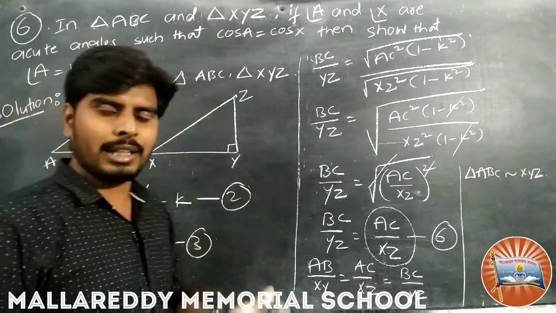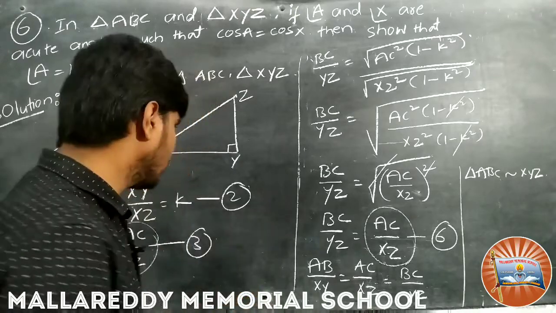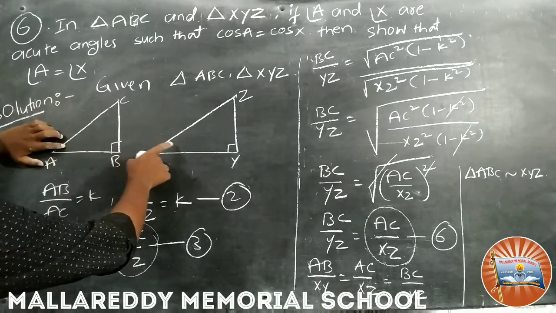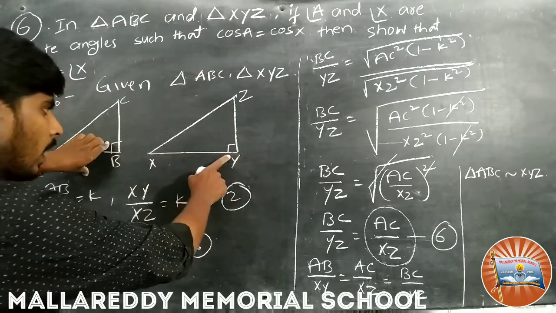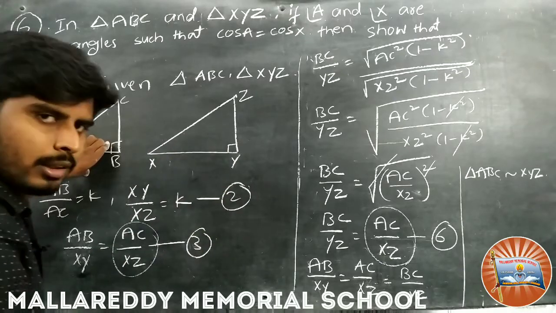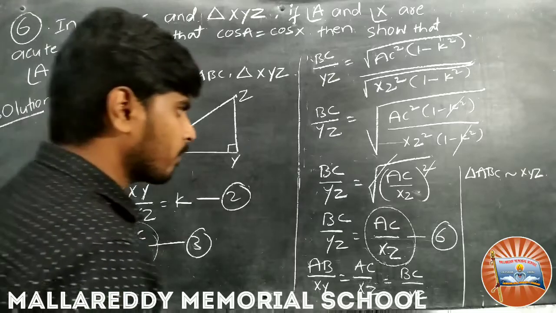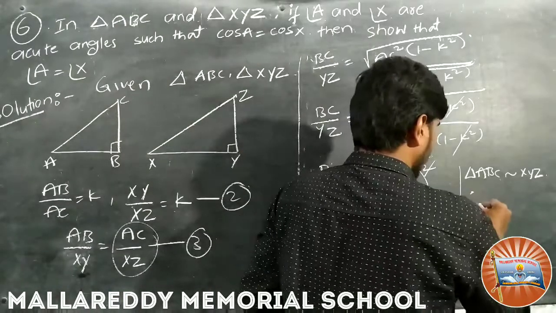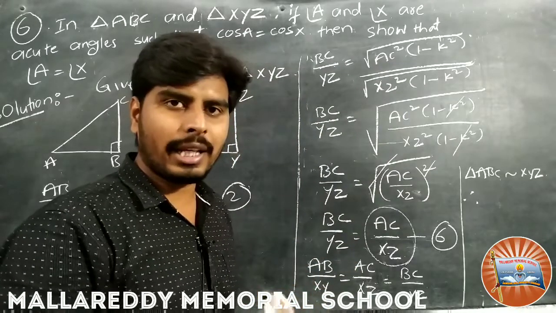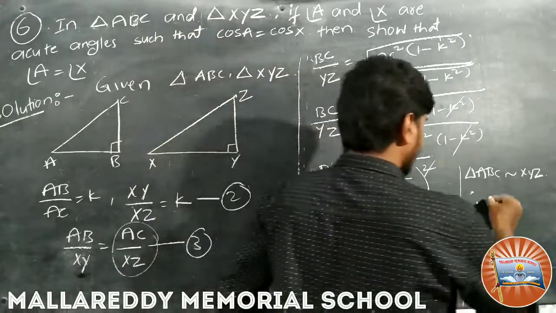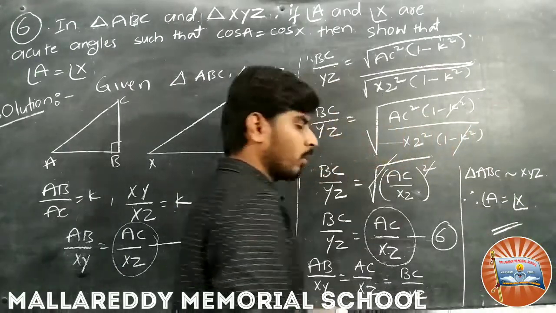In similar triangles, all the corresponding angles are equal. It means angle A equals angle X, angle C equals angle Z, angle B equals angle Y. So what we have to show here? We have to show angle A equals angle X. Already we got that. Therefore, in similar triangles the corresponding angles are equal. By that reason, here angle A equals angle X. We have proved that.